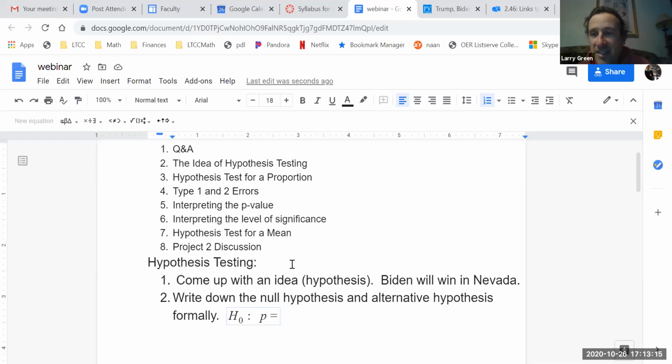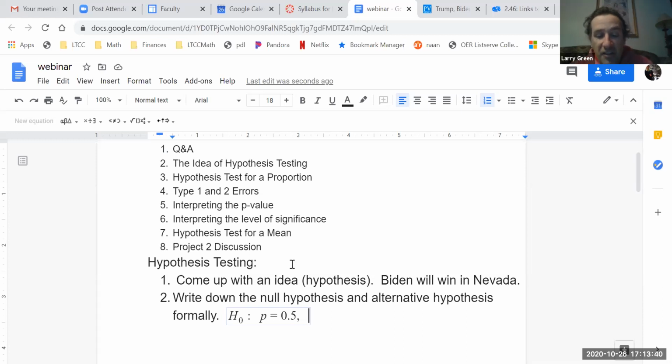It's not a trick question. Yeah, 0.5. So H naught is going to be that P is equal to 0.5, because that means he didn't win, and it's kind of the highest number he could have and still not win. Okay, just to let you know, H naught, that's the null hypothesis.